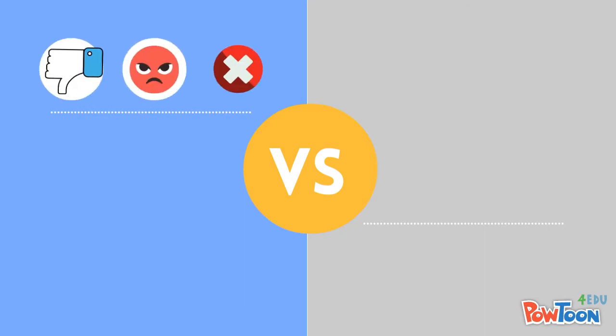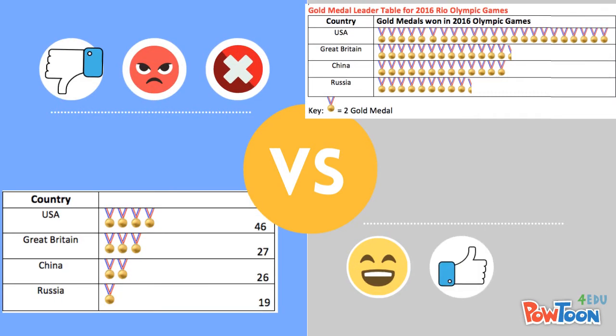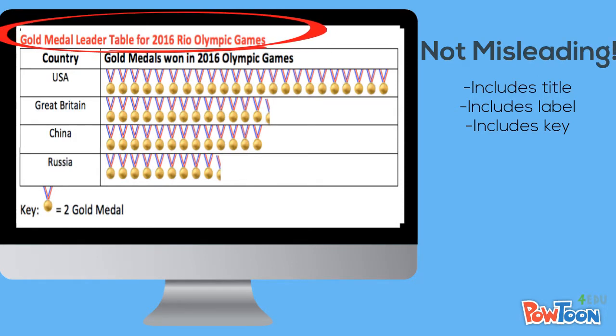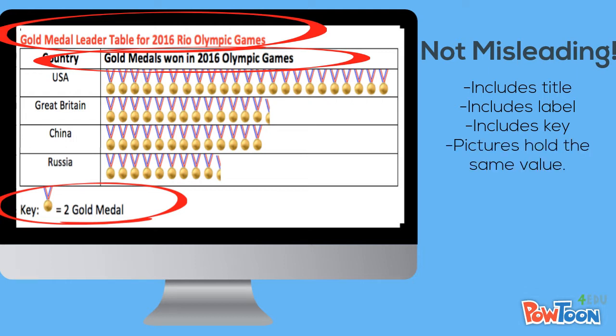Let's have a look at our previous misleading graph in comparison to a graph depicting the same data and is not misleading. We can see how easy it is to correct the common misconceptions of not including labels, titles, and keys and the effect it has on the graph. By adding a title, we can see the pictograph represents the countries that won the most gold medals in the 2016 Olympic Games. The label explains the fact the medals represent the medals won in 2016. And finally, the key indicates how many medals each medal represents. The picture in the middle holds the same value for each country, and therefore the graph is a far more accurate depiction of the data and is not misleading.